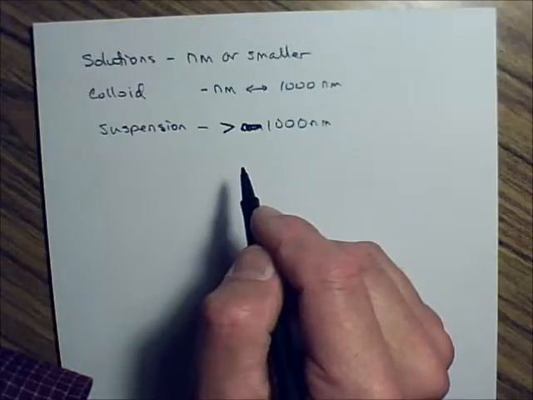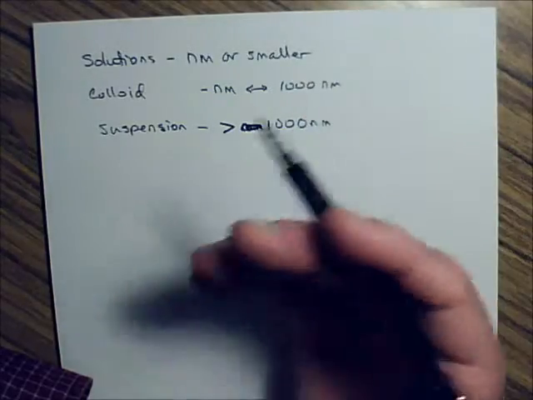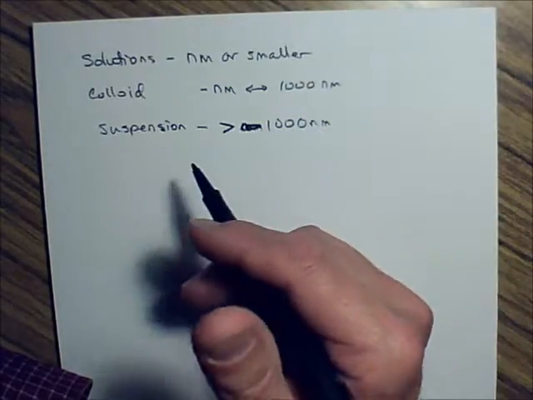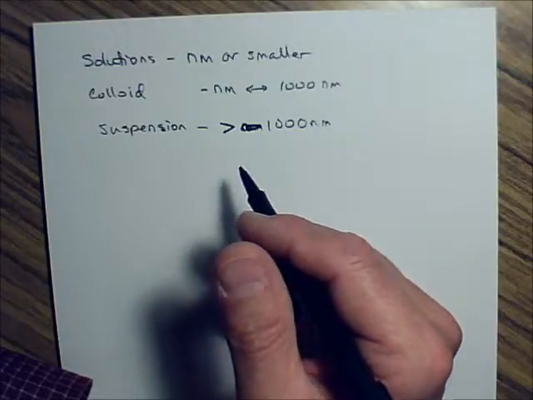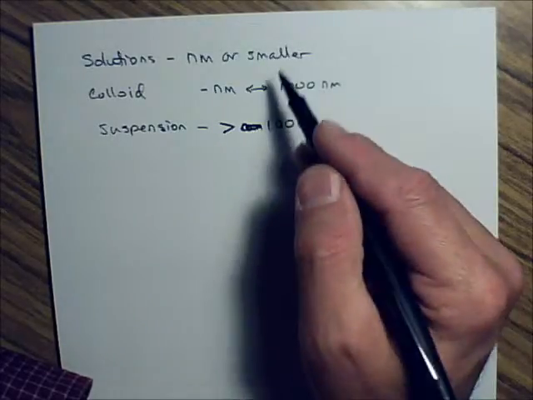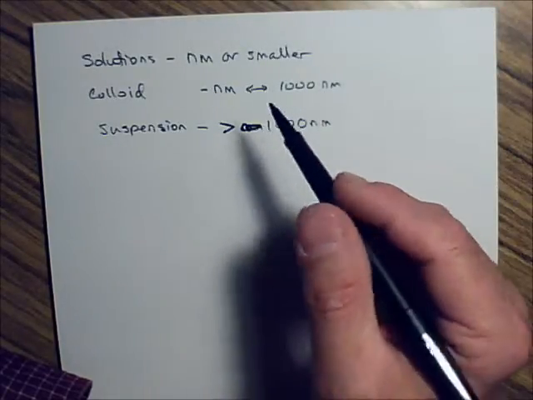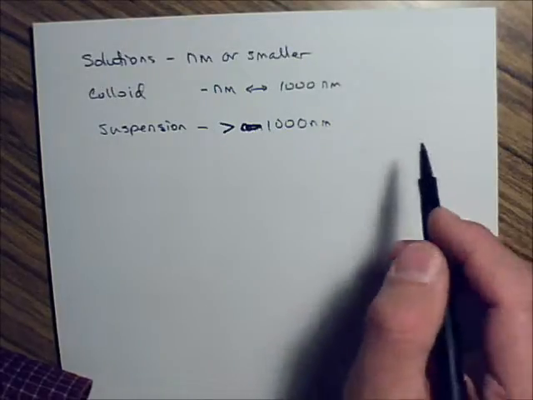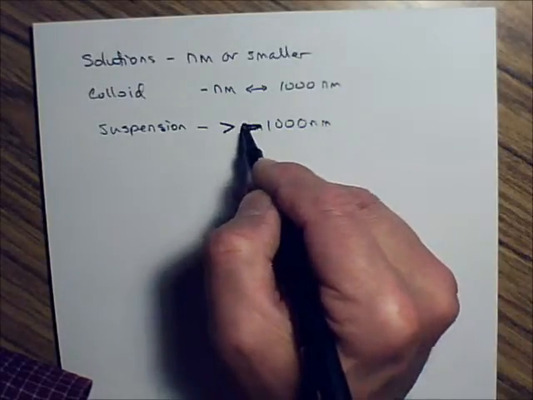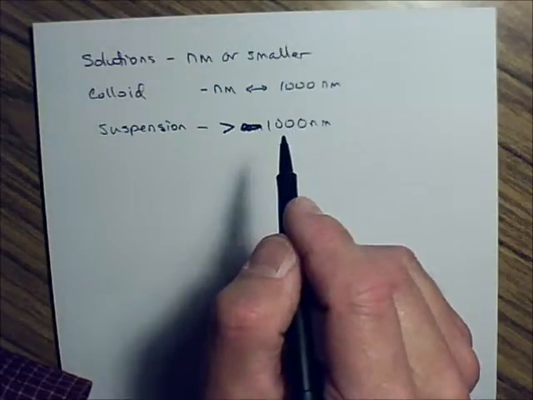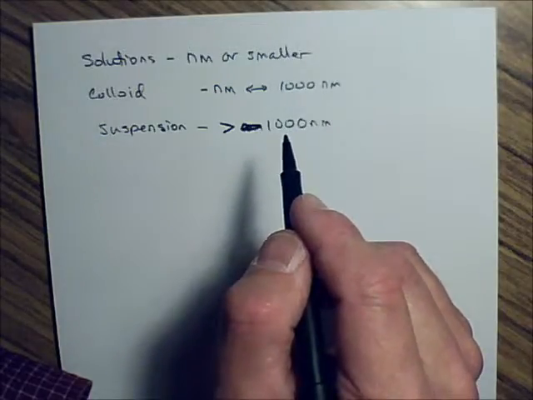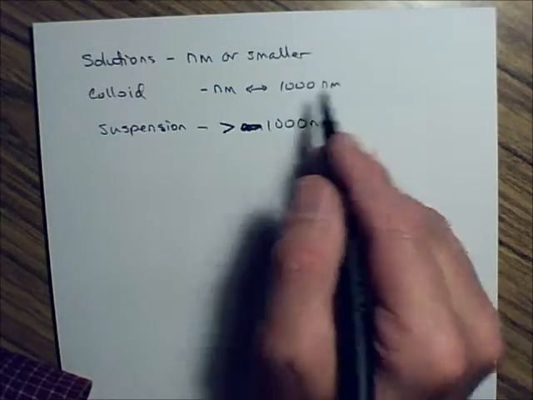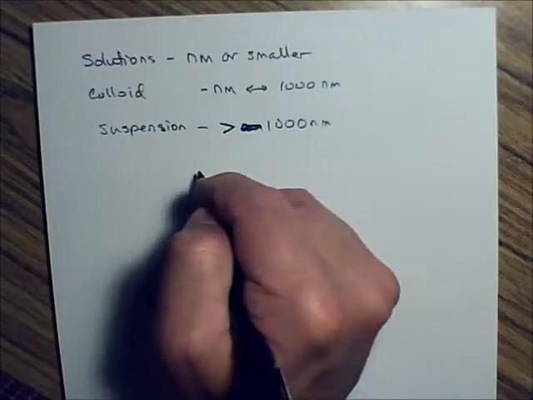Now, if you can't get it to stay mixed up even a little bit, it's not even a suspension. Now, those are round numbers because sometimes there's some overlap, things happen. But that's generally considered to be the way it works. All right? So let's look at something that would give us an example of that.